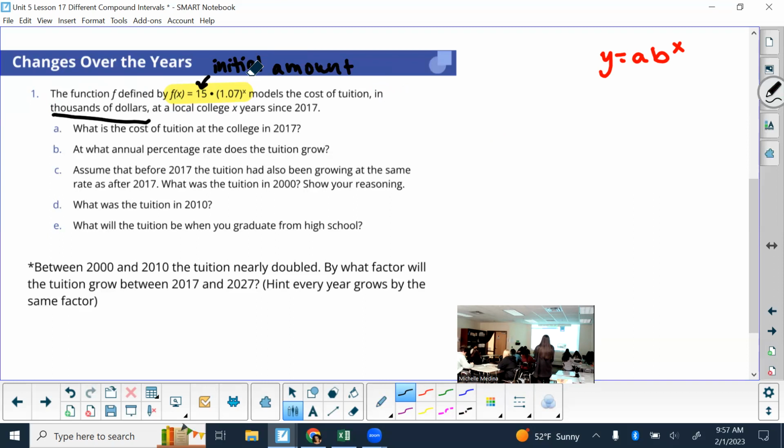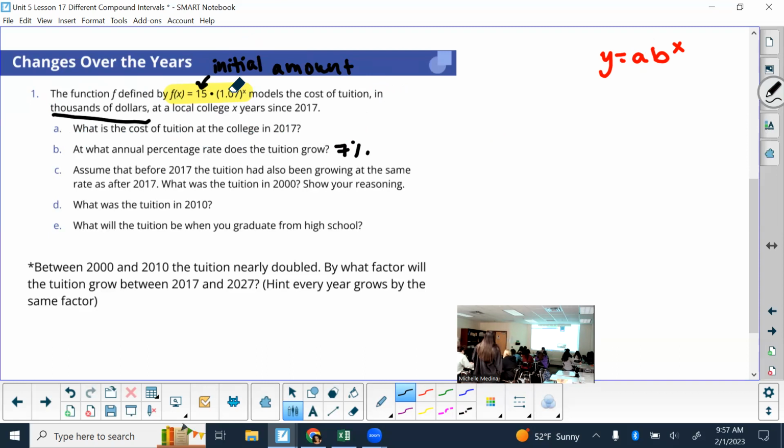What is it growing by? So the 1.07 is my common ratio. What percent is it growing by? 7%. So that answer is B, just so you know. The annual percentage rate that it grows is 7%. And we know it's growing because it's bigger than 1.